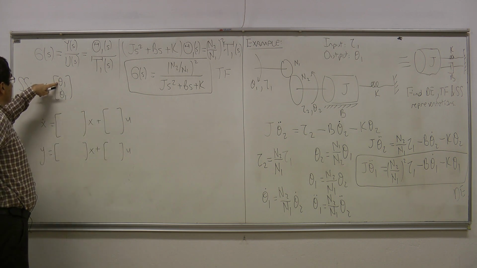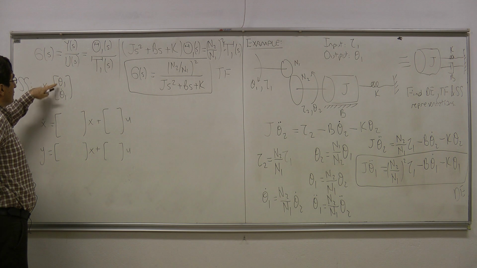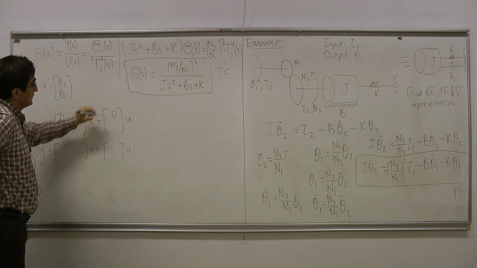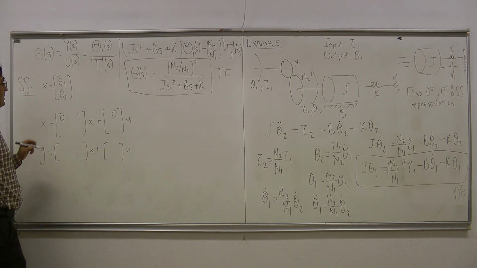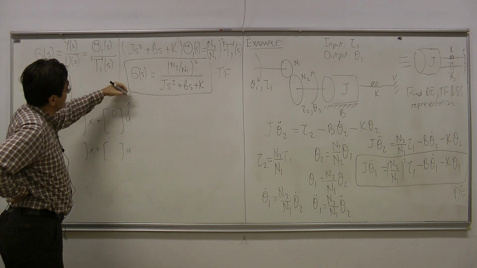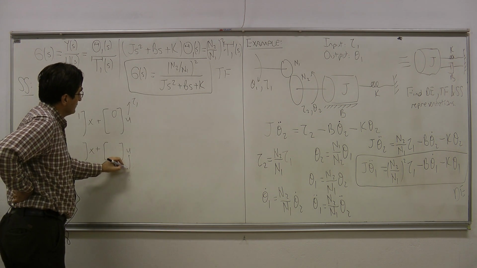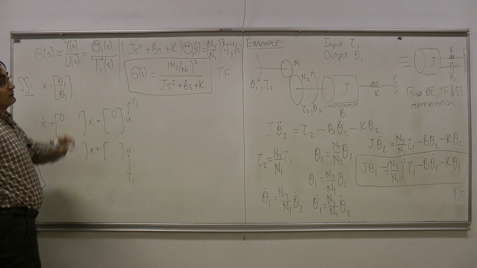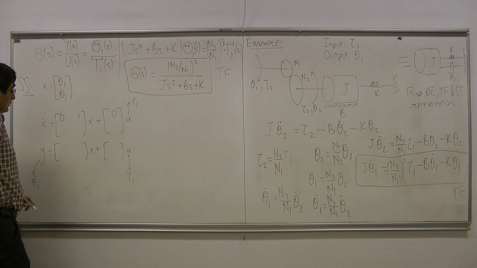X dot here is going to give me theta 1 dot. Theta 1 dot is one of the state variables. It's the second state variable. So I will put a 0, 1 here, and there is no input in that equation. And remember, the input here is tau 1, and the output is the variable theta 1.